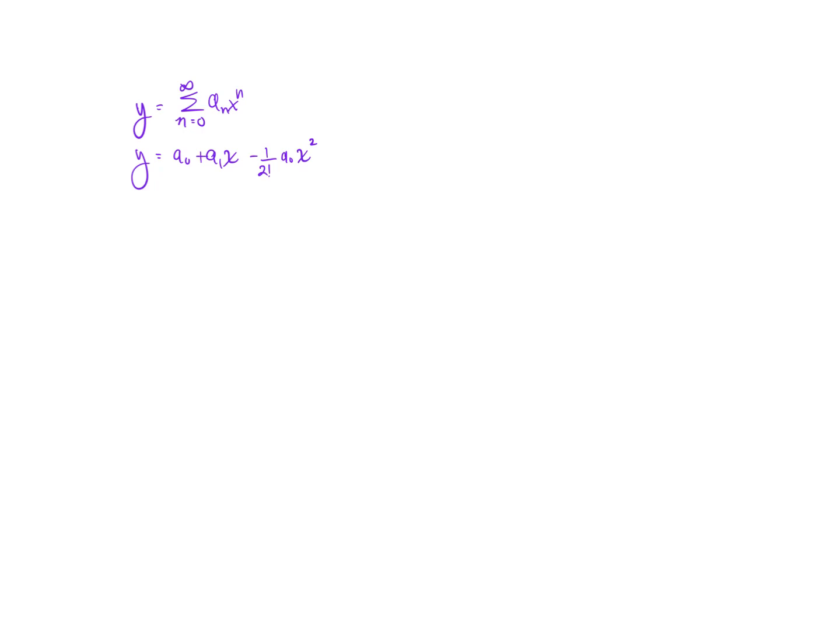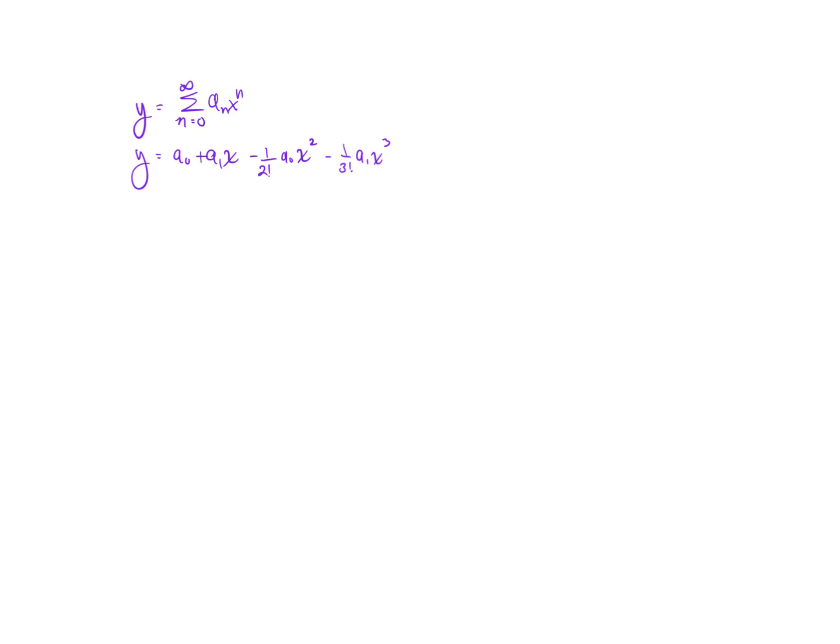Why did we not have an x for a naught? Because that would be x to the 0, which is 1. For a sub 1, we had x to the 1. And now for a sub 2, minus 1 over 2 factorial a naught x to the 2. And then for a sub 3, we said minus 1 over 3 factorial a sub 1 x to the 3, because we're on n equals 3.